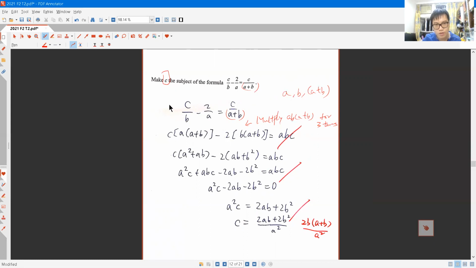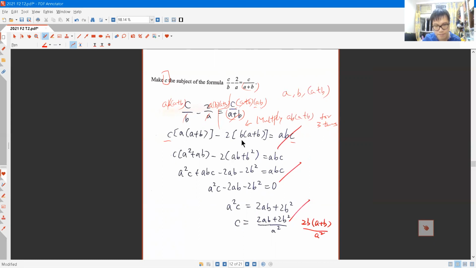So the first term will be a, b, and then a plus b. You cancel out the b. So it becomes c times a plus b. The second one will be 2 times a times b plus a plus b, and you cancel out the a. So it will become 2 times b times a plus b. For the right-hand side, you times a plus b and then ab. On the right-hand side, you cancel it, you have a, b, c left. So this step. Now, c is here, c is here.